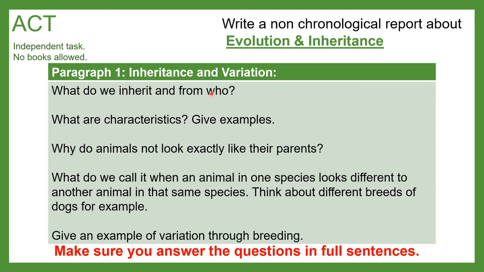What do we inherit and from who? What are characteristics? Give examples. Why do animals not look exactly like their parents? What do we call it when an animal in one species looks different to another animal in that same species? And I want you to think about different breeds of dogs, for example, to answer this question. And then give an example of variation through breeding. I want you to write this as one whole paragraph. Clear, structured sentences.